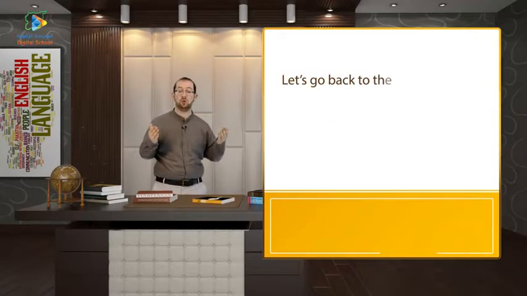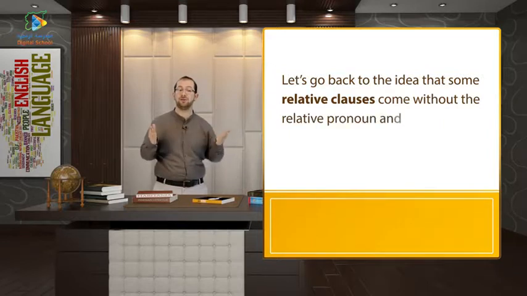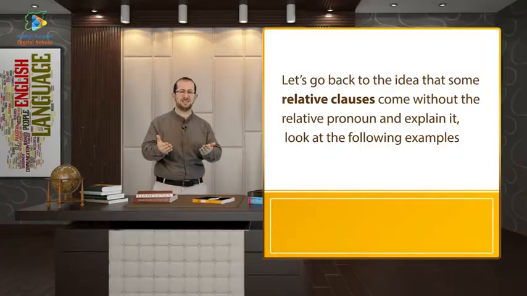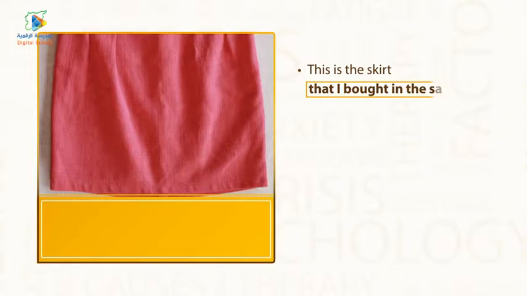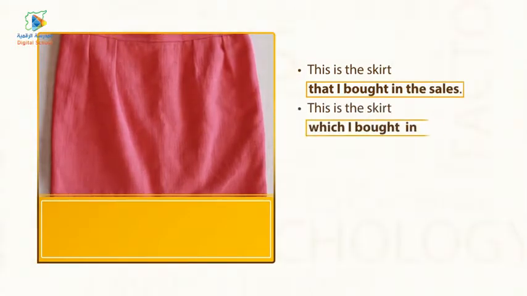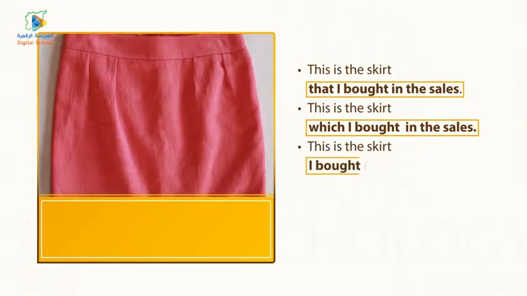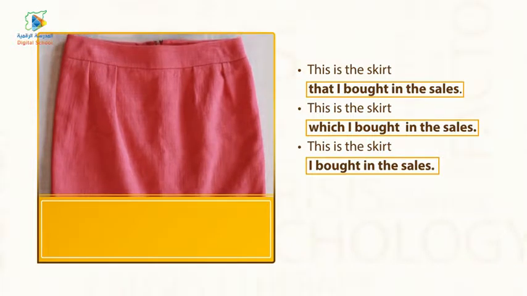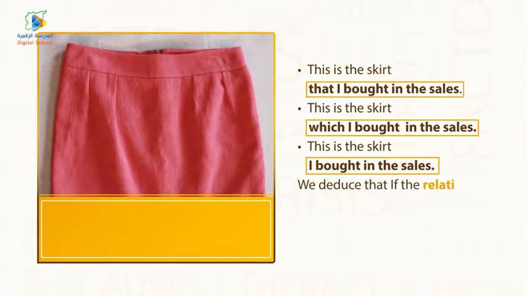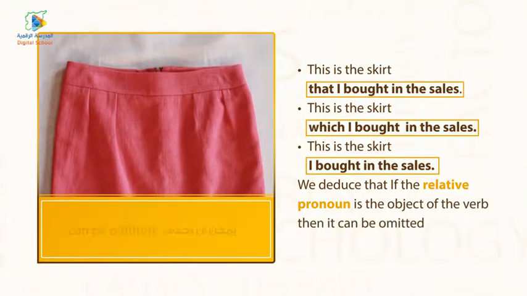Let's go back to the idea that some relative clauses come without the relative pronoun and explain it. Look at the following examples. This is the skirt that I bought in the sales. This is the skirt which I bought in the sales. This is the skirt I bought in the sales. We deduce that if the relative pronoun is the object of the verb, then it can be omitted.